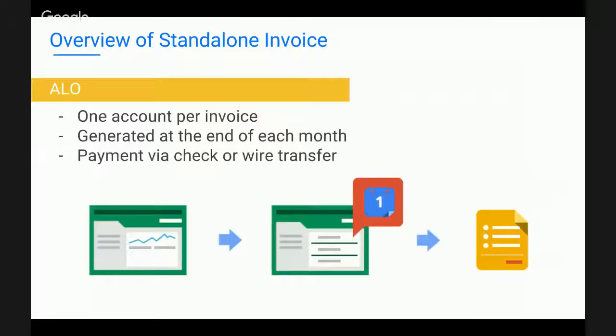So a standalone invoice is also known as an ALO, or an account level order. Essentially, it's just one AdWords account per one invoice. Pretty easy there. It's generated at the end of each month, so it's not every 30 or 31 days. It's at the end of each calendar month, and the payment is due via check or wire transfer.